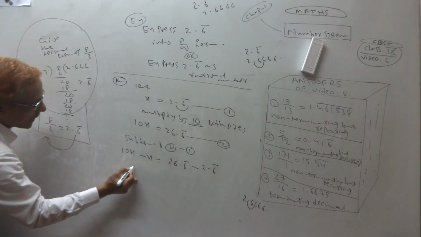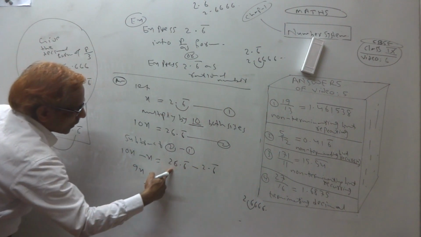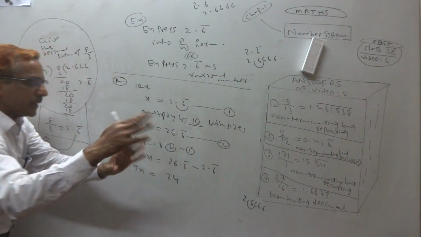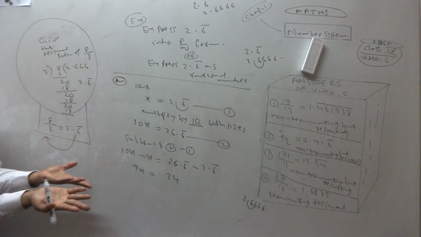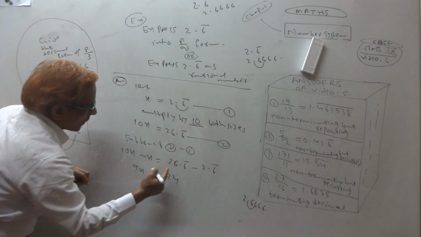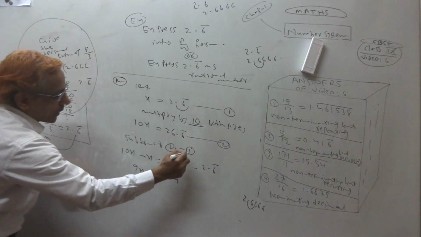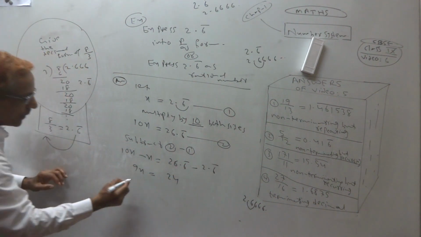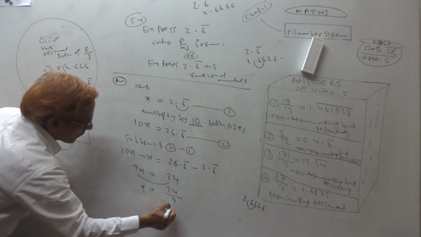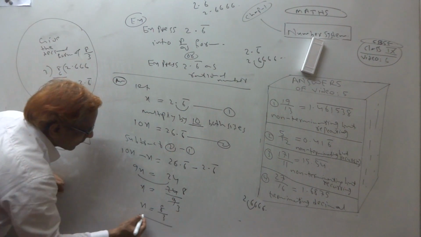So what happens? 10x minus x? 9x. What is 26 minus 2? 26 minus 2? 24. And 6 bar gets cancelled. Don't see where it goes. It will get cancelled. So 26 minus 2 what? 24. 6 bar gets cancelled. So what is x? 24 by 9. Yes. 3 3s are 9, 3 8s are 24. What is the answer I got? 8 by 3 is correct.